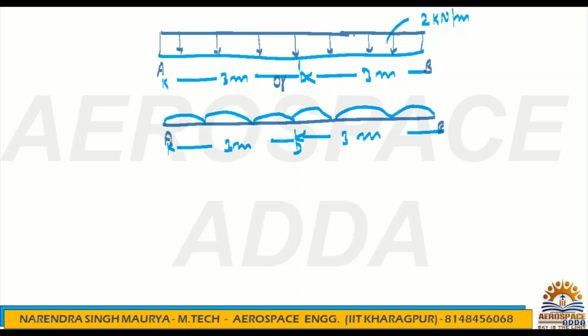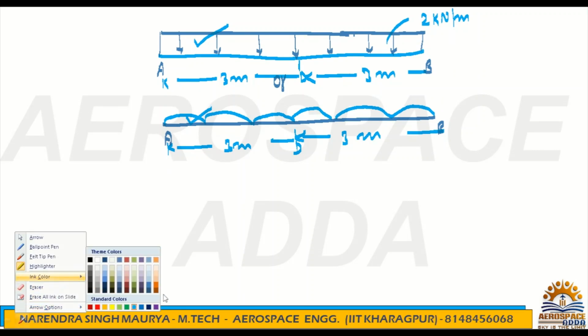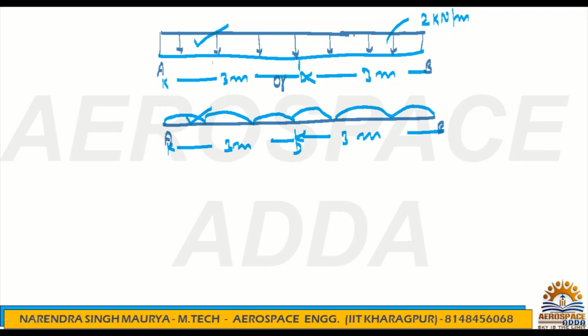Right. So maybe UDL they can give in this way or they may give in this way. Both are the same. Okay. Now UDL means just like a chain. You just throw the chain on the table, so that chain will be spread something like this. It will be spread along the span.